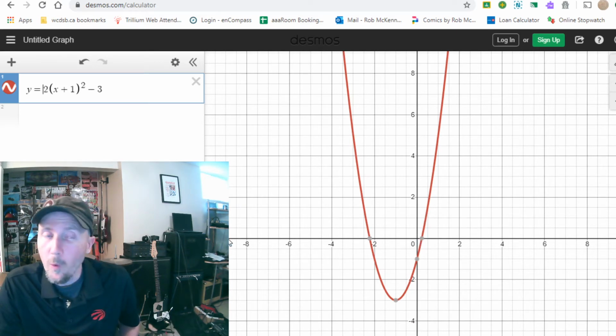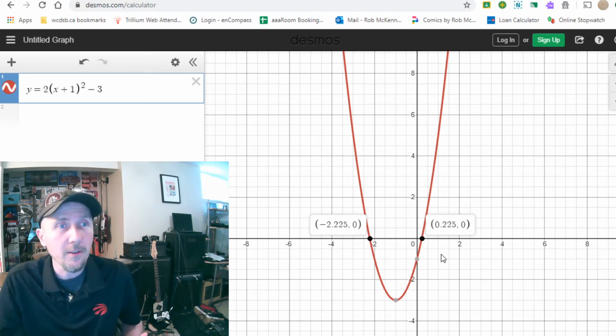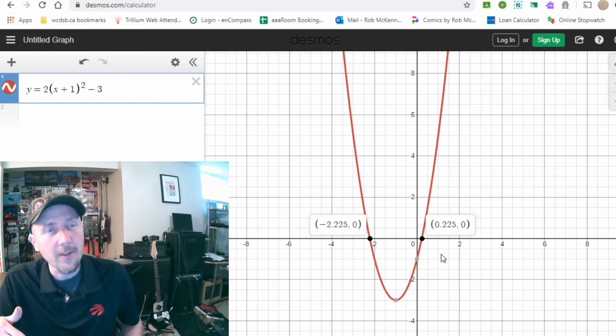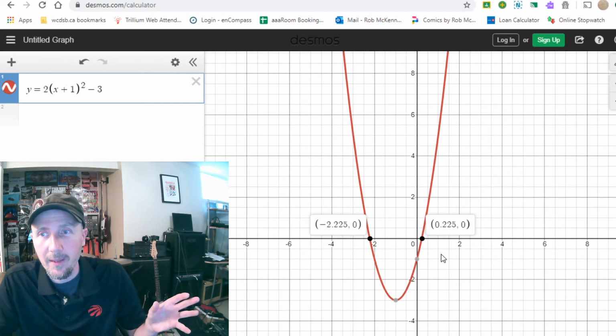Remember from way back grade 9 and grade 10, this is our x-axis. So these points here, where y is 0, these are called our zeros. So on our sheet there of our key terms, these are zeros. It also has another line for x-intercepts. Zeros and x-intercepts are the exact same thing.